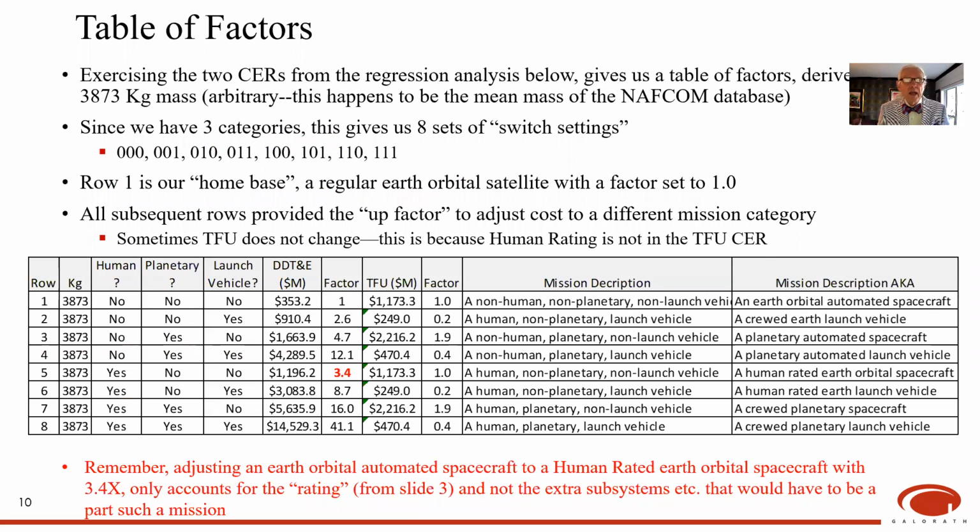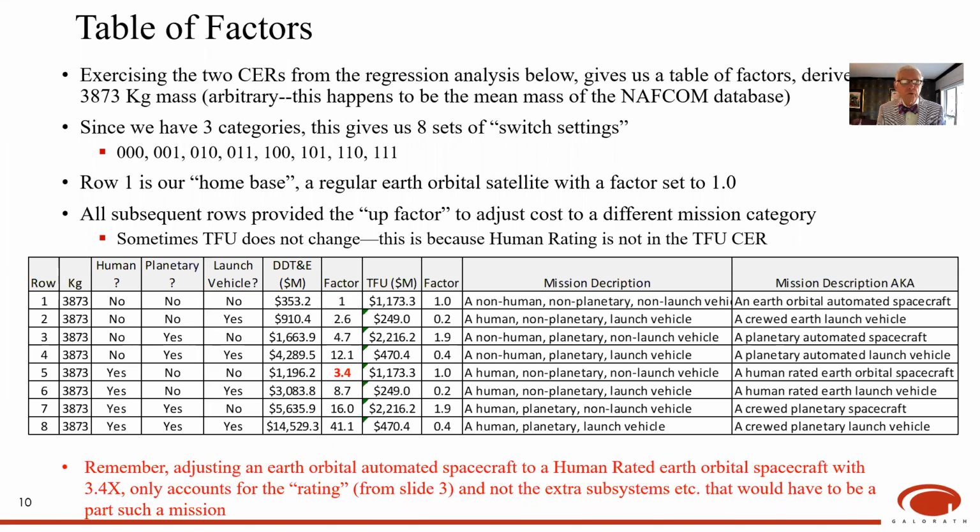All right, so we can exercise those two CERs from the two previous charts to give us a table of factors, as shown in the table below. Now, for every one of these factors, I had to use a mass, right? That's one of the principal inputs, independent variables of the two CERs. So I just chose to use the mean of the NAVCOM database. It's arbitrary. It doesn't affect the derivation of the numerical value of the factors. So that mean mass happens to be 3873 kilograms.